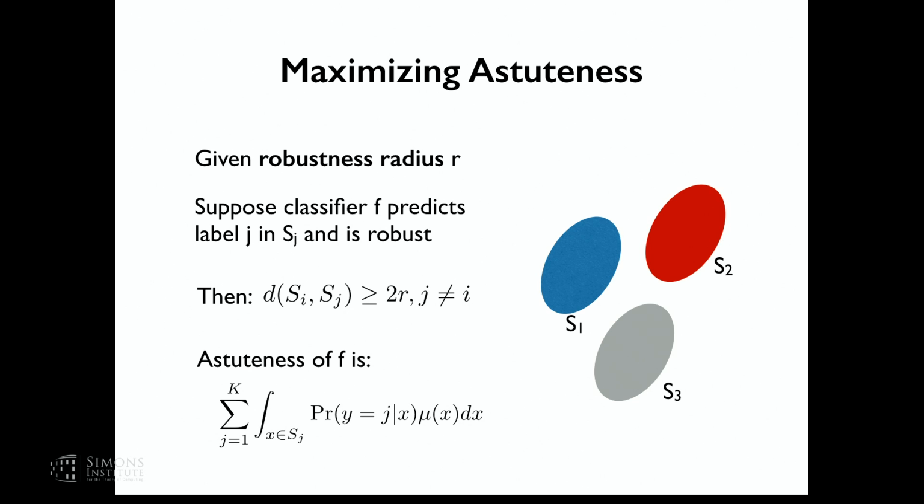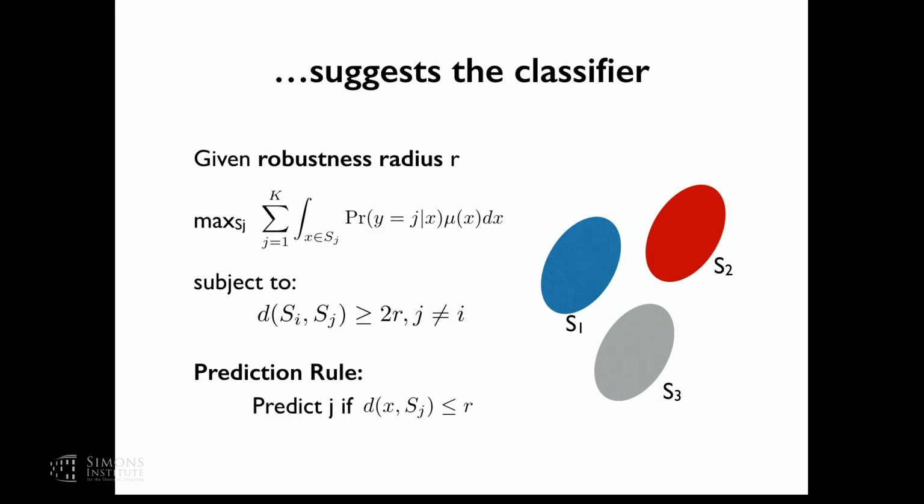This suggests the following classifier. You pick your subsets S sub j to maximize this particular accuracy, subject to the constraint that the pairwise distances between S sub i and S sub j are at least twice r when j is not equal to i. Once you have found those S sub i's and S sub j's, you predict label j if your distance from S sub j is at most r.